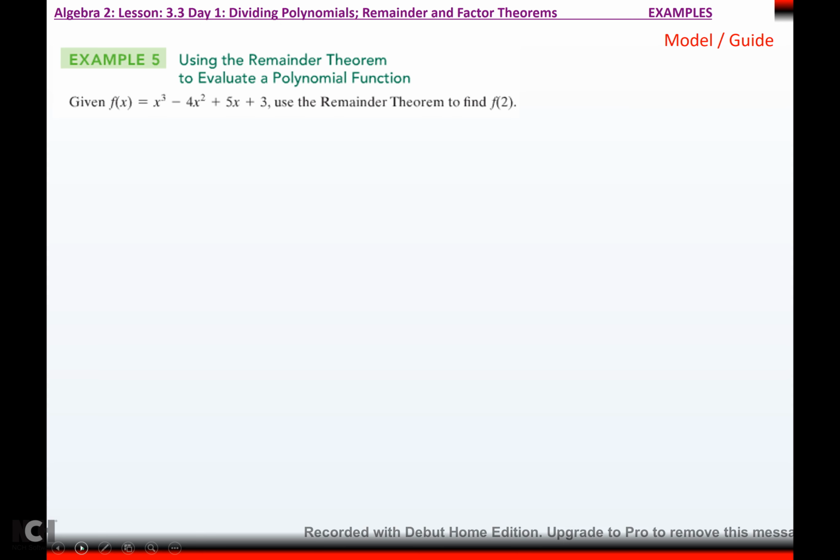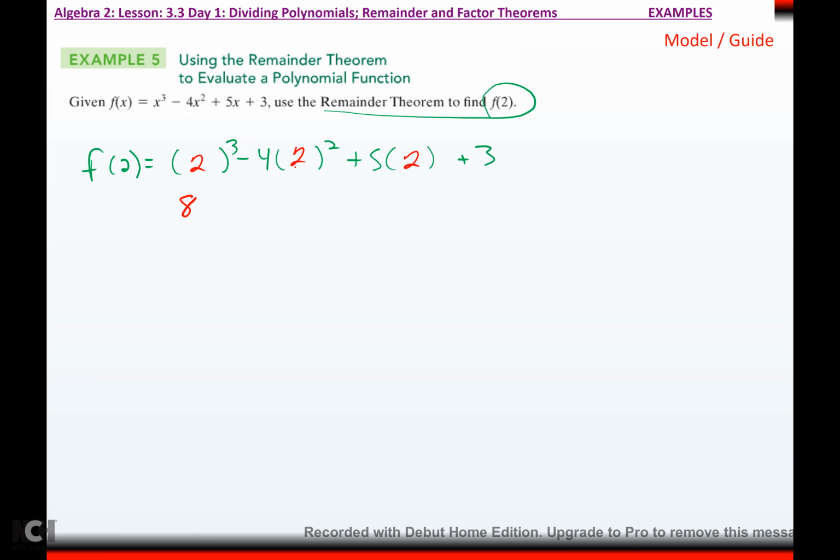Alright, so let me show you. It says, given that f of x equals x cubed minus 4x squared plus 5x plus 3, use the remainder theorem to find f of 2. If I find f of 2, substitution, that means take your function and replace all of your x's with 2's and simplify.